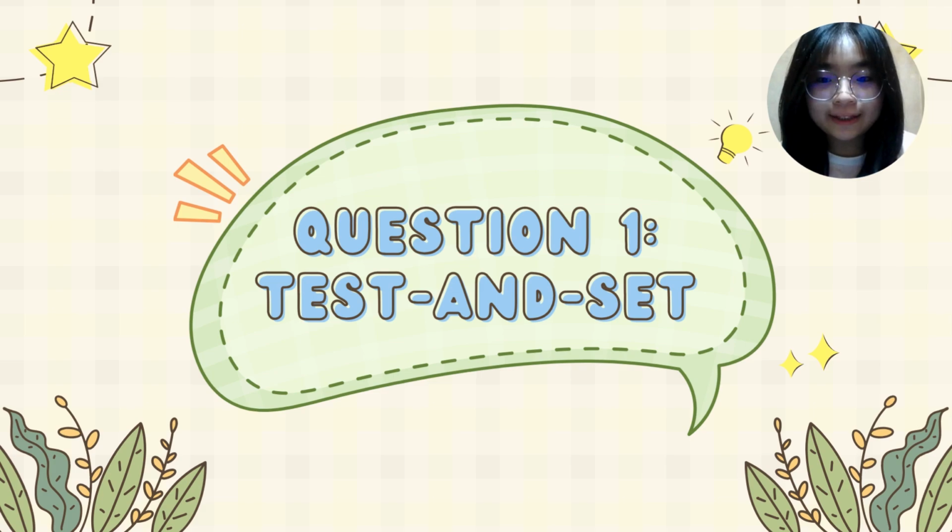My name is Pei Wan Ting, with metric number 2330-2517. I will be presenting question 1 from our assignment 2 on test and set synchronization. I will be covering task 1, which is the implementation of the test and set function, and task 2, which demonstrates mutual exclusion using multiple threads.